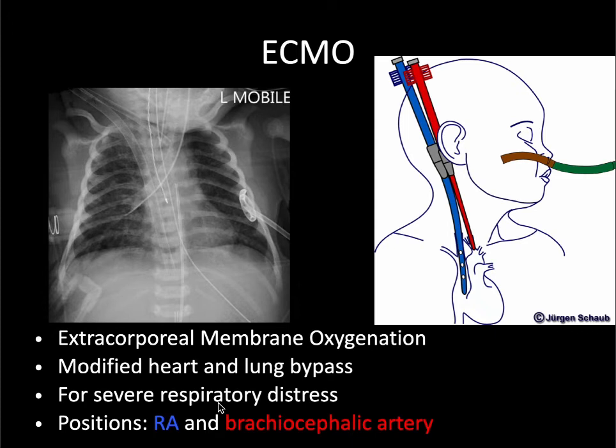So ECMO cannulas, ECMO stands for extracorporeal, or outside of the body, membrane oxygenation. So we're oxygenating the blood outside of the body. We're giving the lungs a rest. It is a modified heart and lung bypass machine for severe respiratory distress. And the larger line, the venous line, should be in the right atrium area, and the arterial line should be up higher at the brachiocephalic artery area.